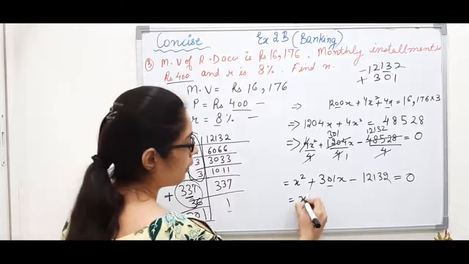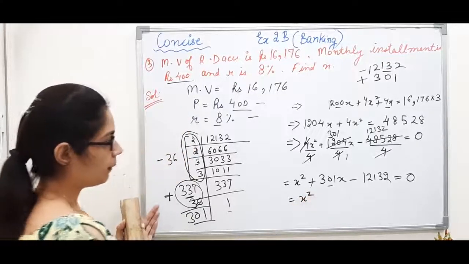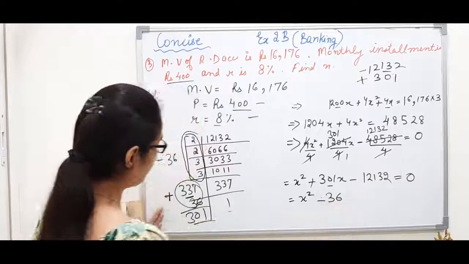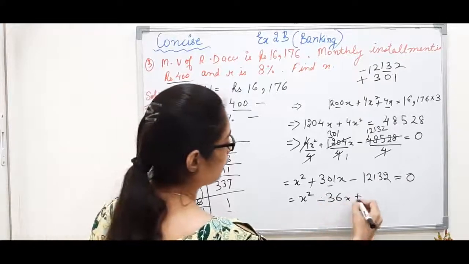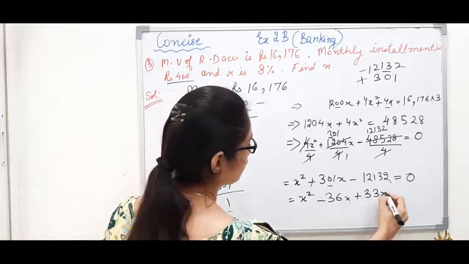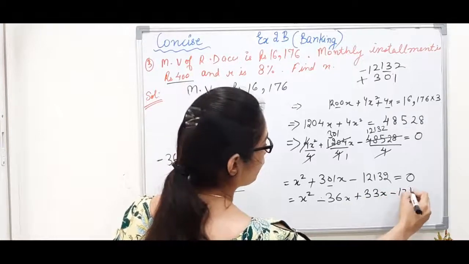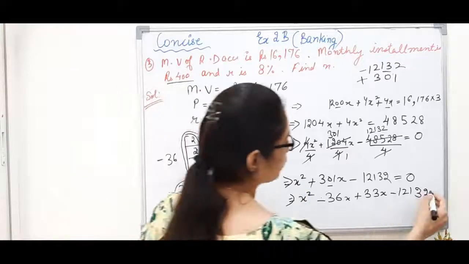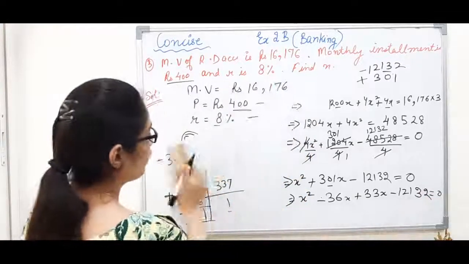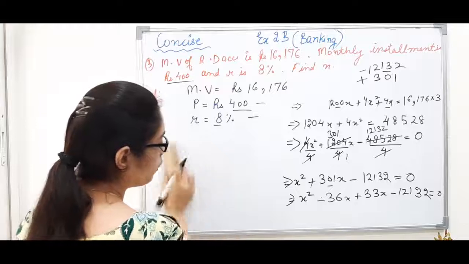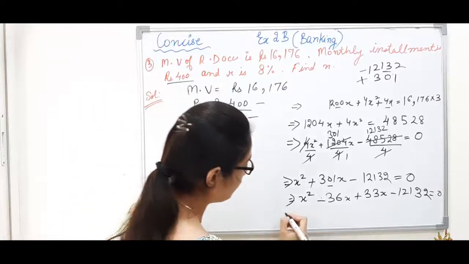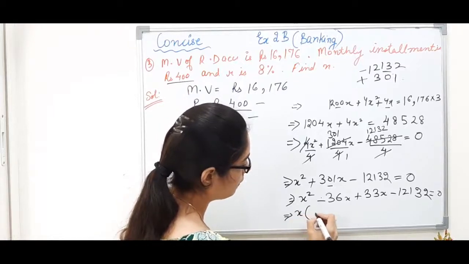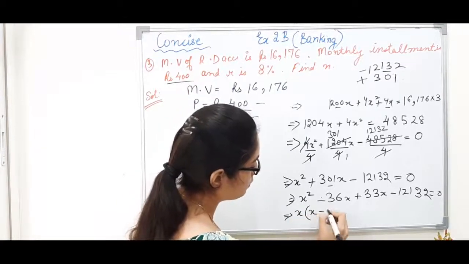So let's write it down. x square plus 337x minus 36x minus 12132. So same way equals to 0. Now we have to take the common terms out. So from here I can see in the first term only x is common, x I will write out. I am left with x minus 36.